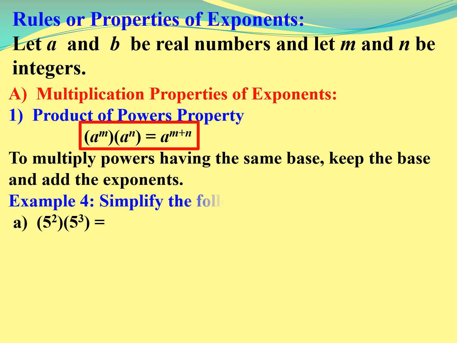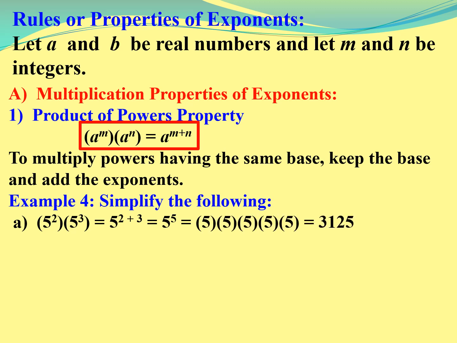Example number 4. Simplify the following. Letter A, 5 to the 2 times 5 to the 3 is equal to 5 to the 2 plus 3, which is equal to 5 to the 5, or this is 5 times 5 times 5 times 5 times 5, which is 3,125.